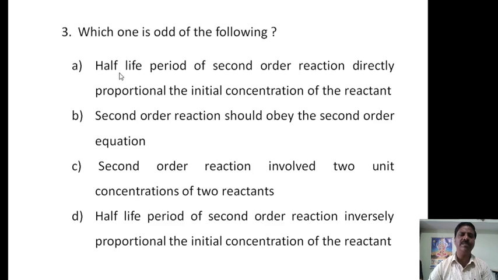Option A: the half-life period of a second order reaction is directly proportional to the initial concentration of the reactant. Option B: a second order reaction should obey the second order equation. Option C: a second order reaction involves 2 unit concentrations of the 2 reactants. Option D: the half-life period of a second order reaction is inversely proportional to the initial concentration of the reactant. Which one is the correct answer? I will give you 10 seconds. You have to recall and find the correct answer.